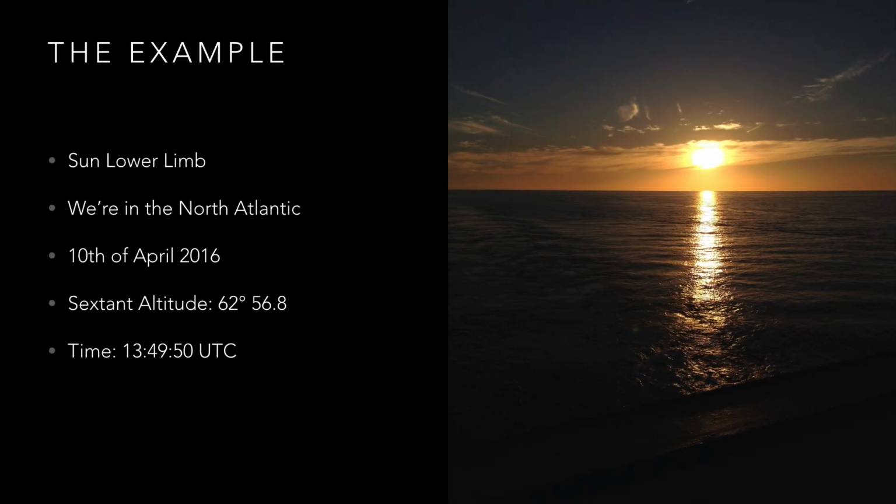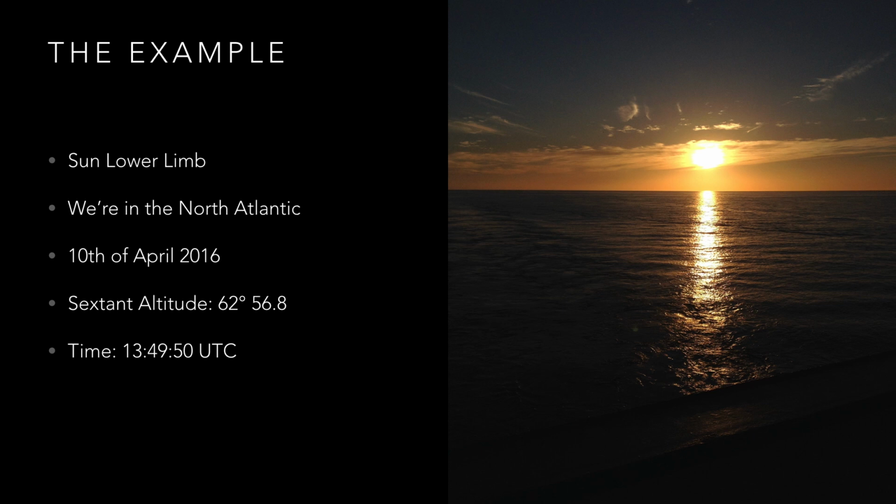So we know that it's the 10th of April, 2016, and we're drifting somewhere in the North Atlantic. Using our sextant, we have been taking sights of the Sun's lower limb, and determined its maximum altitude was 62 degrees, 56.8 minutes, which occurred at 13:49:50 UTC. This figure was obtained from our sextant and is termed the sextant altitude of the Sun.